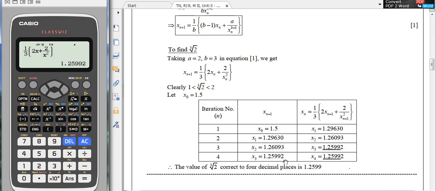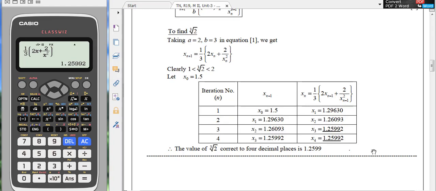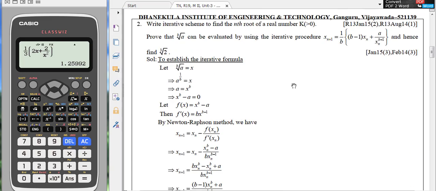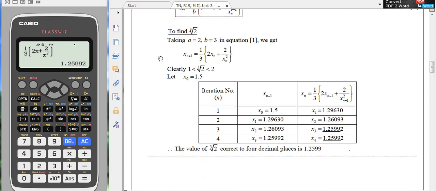Like that you calculate the successive approximations till 2 successive approximations coincide in 4 decimal places. Here the last 2, the third and fourth approximations, are coinciding in 4 decimal places, and hence the value of cube root of 2 corrected to 4 decimal places will be 1.2599. That is about the way of getting the formula to find the nth root of a, and using the formula to calculate cube root of 2.